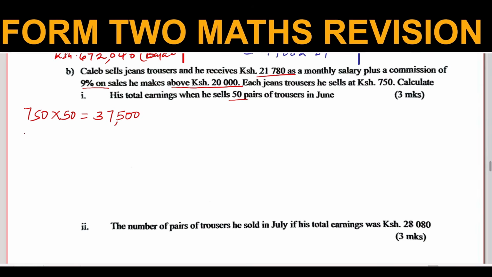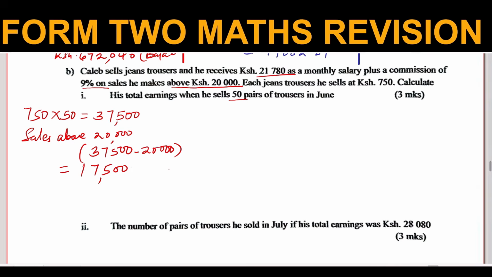So let's see sales. What are the sales above 20,000? So he made sales of 37,500. So sales above 20,000, you simply take 37,500 and then subtract 20,000, and this will give 17,500. So this will be the amount that will be subjected to the commission. So the commission will be calculated using this amount. This is the amount that is above 20,000.